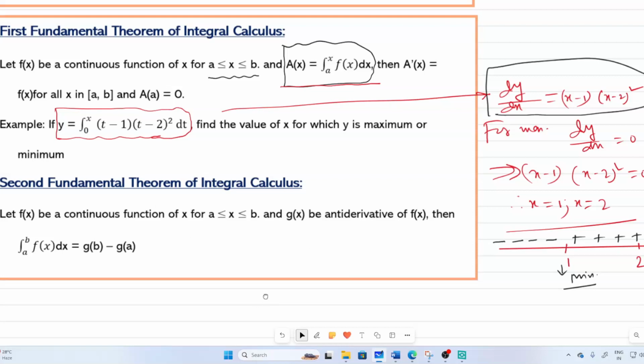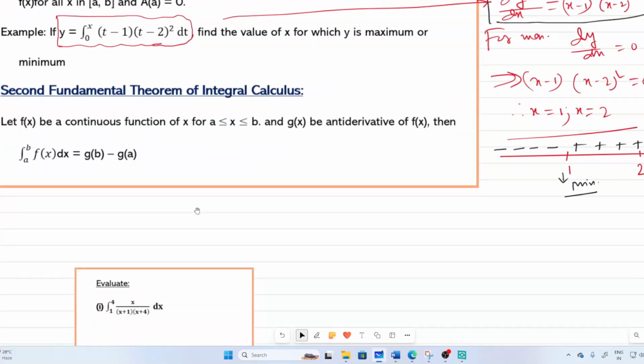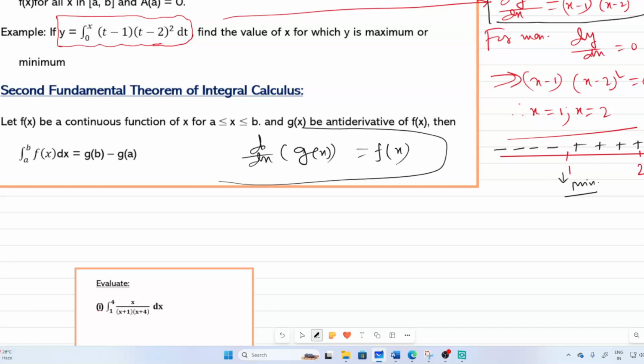Next one is the second fundamental theorem, which you are habituated with. You have applied it in many problems: if there is a function g(x) which is the antiderivative of f(x), or you can say that d/dx of g(x) is equal to f(x), then g(x) is called primitive or antiderivative. After integration from a to b of f(x) dx, you get g(b) minus g(a).